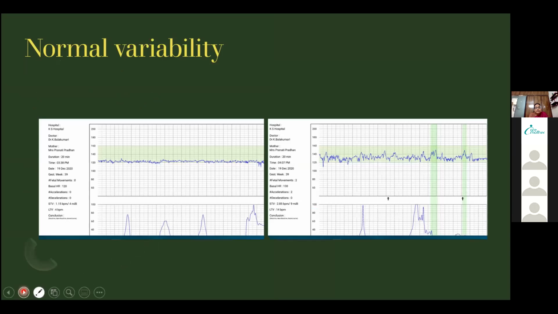So this is normal variability. This is a fetus of 39 weeks. The heart rate is at the lower limit of normal, but this is a good variability. Good variability is around 10 to 15 beats. You can enlarge and see. This is an increased variability. Okay, this is normal variability. This is increased variability.